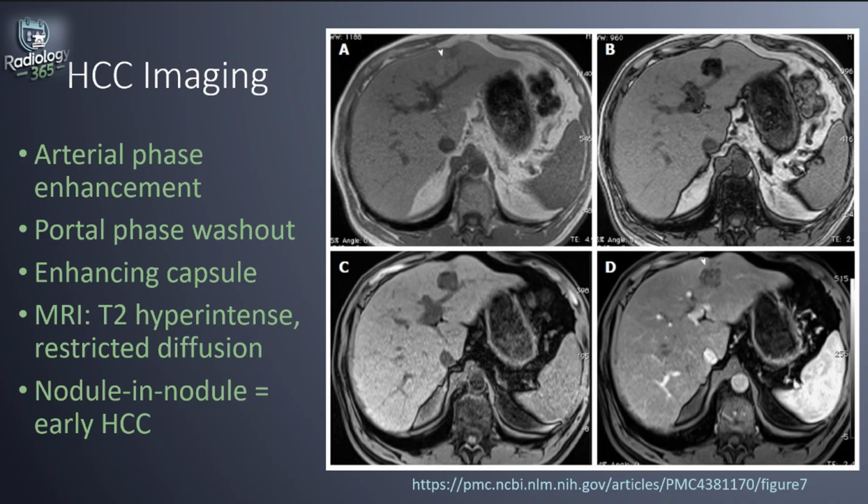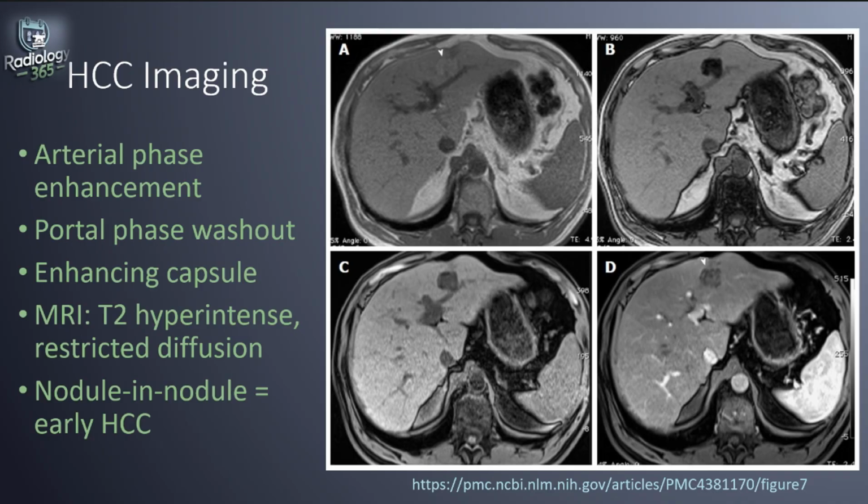On MRI, they often appear T2 hyperintense and show restricted diffusion. The nodule-in-nodule pattern, where an HCC arises within a dysplastic nodule, is another useful clue of early transformation.